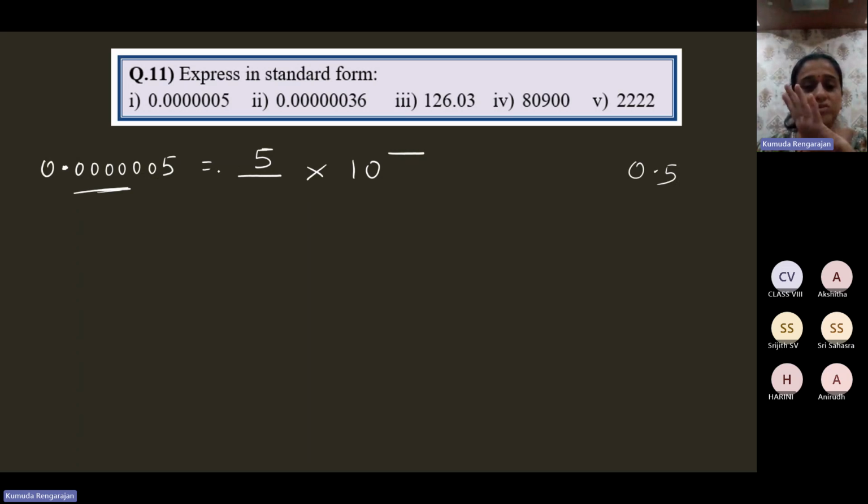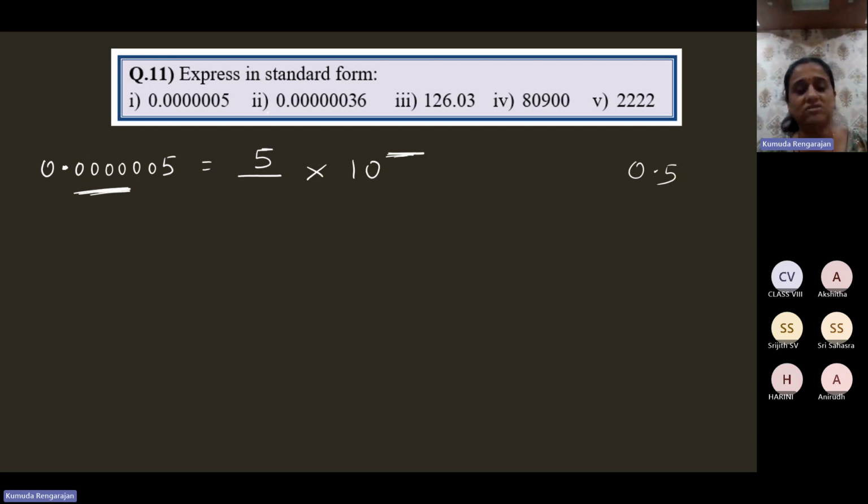This number's value is now 5. You have increased it to 5. So when you increase the value, you must raise 10 to a negative power. If you decrease the value, you must raise 10 to a positive power. Opposite effect. If you increase the value, the number given is small.